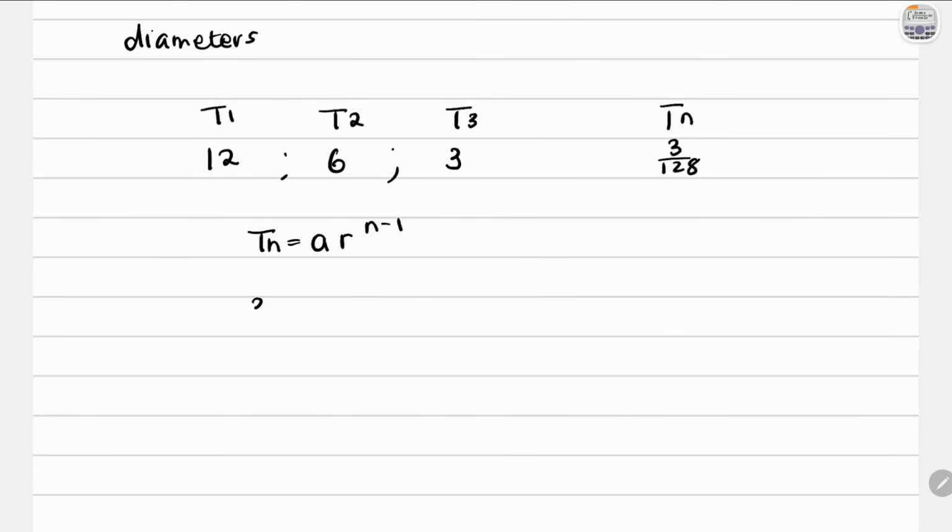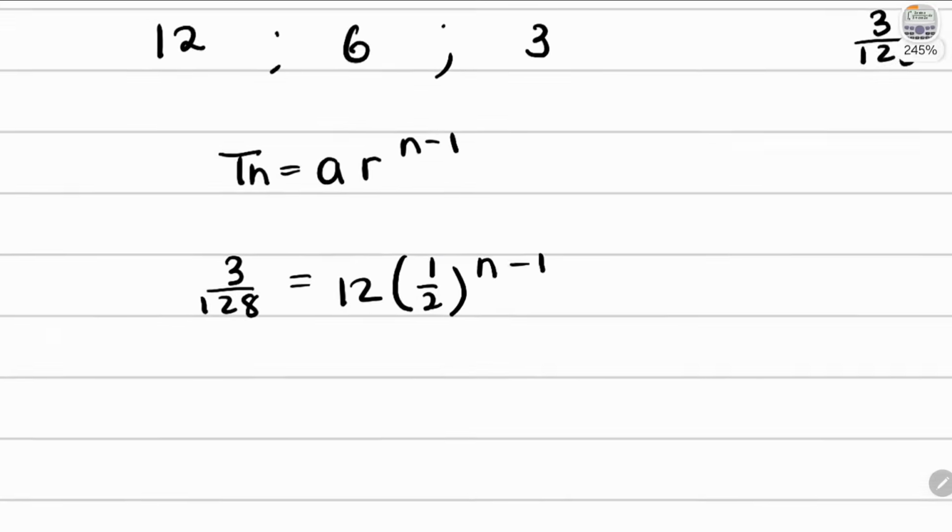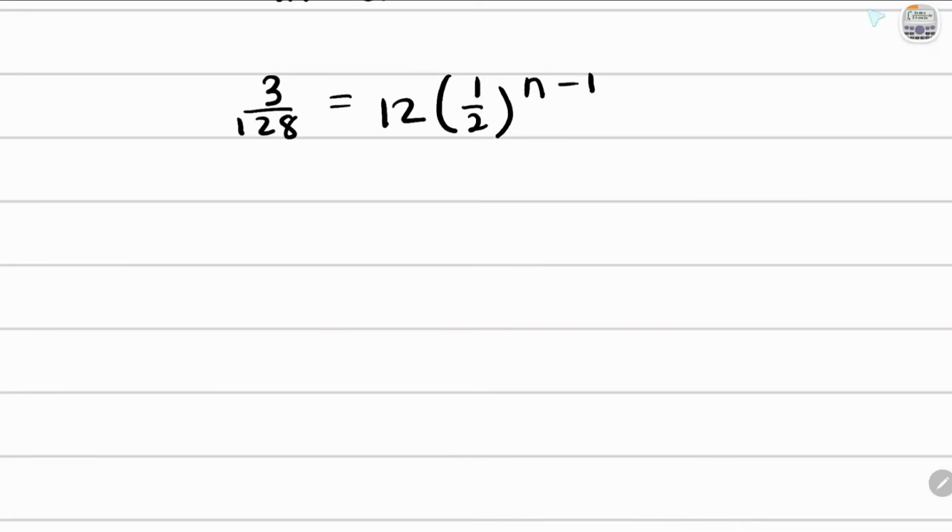So let's find that. It's going to be 3 over 128 is equal to, our a value is 12. Our r will not change. Still the same thing. We're just looking at a different aspect of these circles, the diameters instead. So it's still going to be a half. You can check, 6 divided by 12 is a half. So the power of n minus 1. And they just want us to solve for n in this equation. So we're looking at this and we're trying to get to n. The first thing that is stopping us from getting to n, apart from everything here, is the 12. So we need to get rid of 12 by dividing both sides by 12.